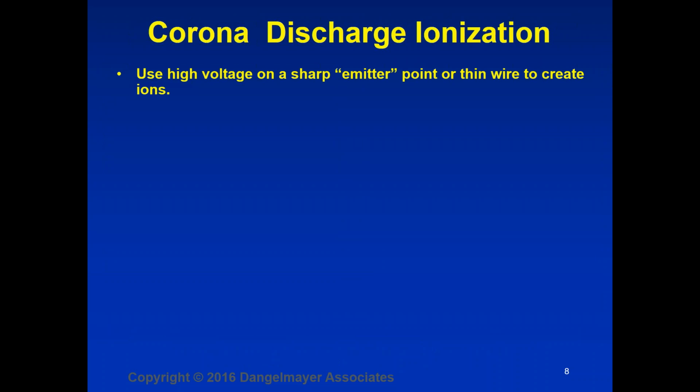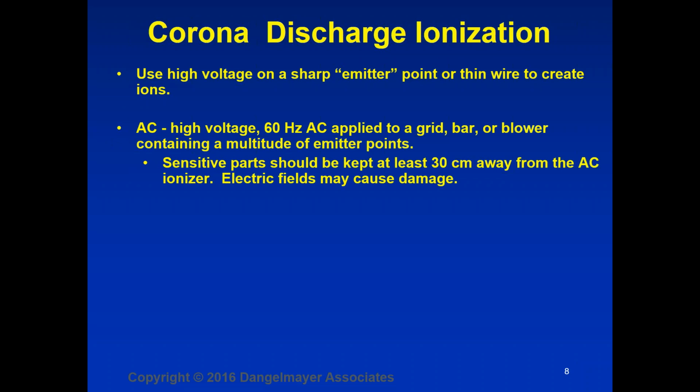The most common method of ionizer ion production is actually what we call corona discharge ionization. In this case, what we use is high voltage on a sharp emitter point or thin wire to create the ions. What we're doing is essentially creating a very high electric field at the emitter point or wire, and this is what creates the ions in the air. We have several different types of corona discharge ionization. The first and oldest is the AC ionization. This is high voltage 60 hertz AC applied to a grid or a bar or a blower containing a multitude of emitter points. What we do know about these types of ionizers is that we should keep sensitive parts away from them because the AC ionizer has high electric fields that may cause damage.